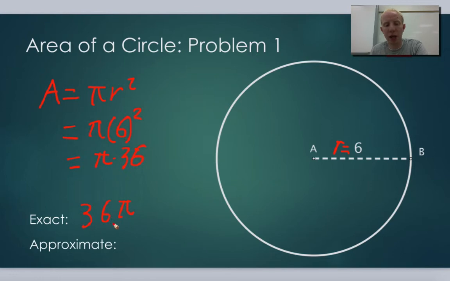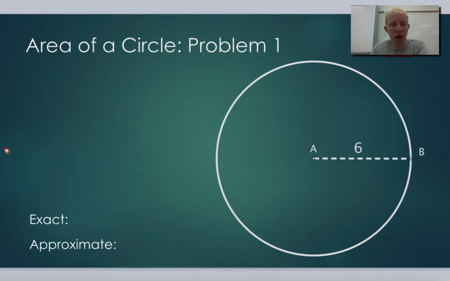Okay, so that's how much area this circle has. It's 36 pi. Again, that's how we write it exactly. If we want to approximate, we just times that out on our calculator. We do 36 times pi. And that's going to give us 113 about. Okay. So again, just like before, find an exact, find an approximate. You're just going to use pi r squared to find the area.